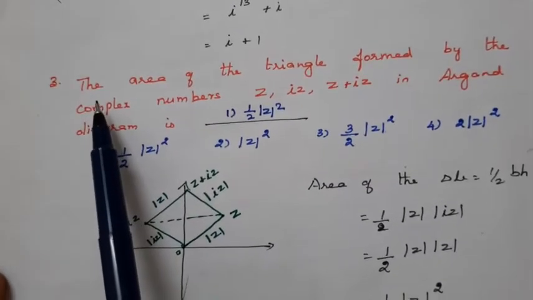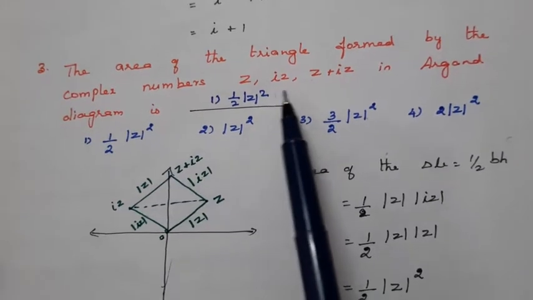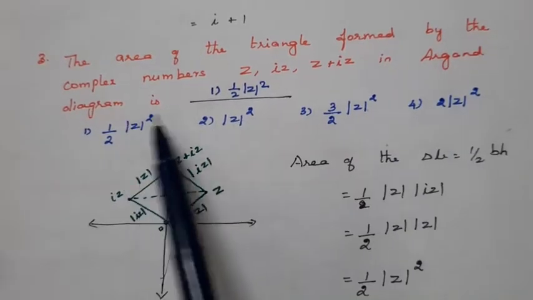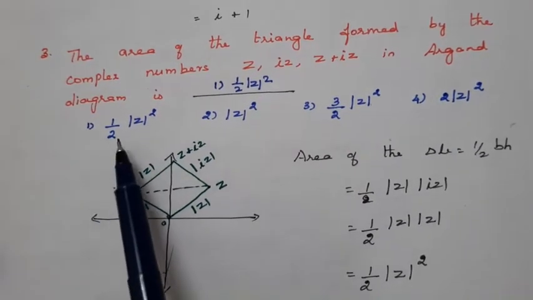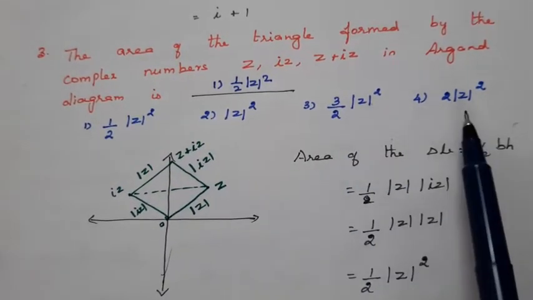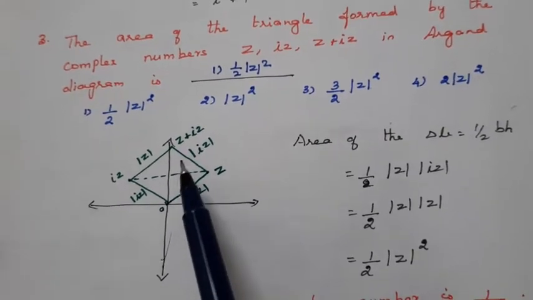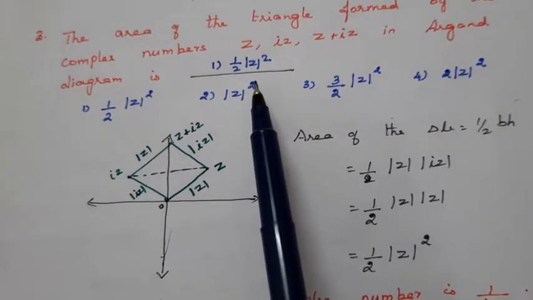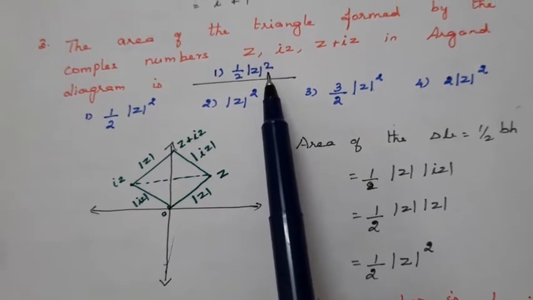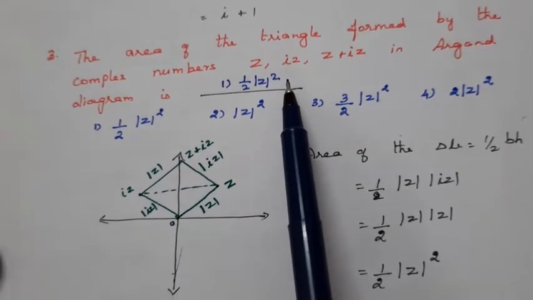Then question number 3. The area of the triangle formed by the complex numbers z, iz, z + iz in the Argand diagram is dash. Options are half modulus of z squared, modulus of z squared, 3 by 2 modulus of z squared and 2 into modulus of z squared. You know that we did a similar problem as an exercise as well as in the example.